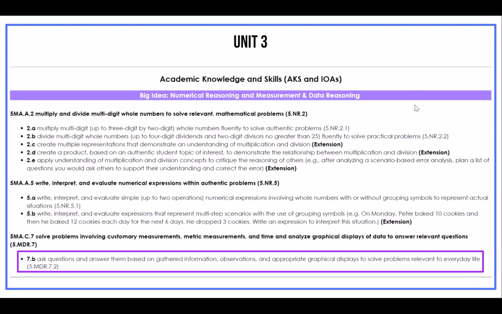Our next AKS, 5MA.C.7, has 4 IOAs. In Unit 3, the focus is only on IOA 7B, in which students analyze graphical displays of data to answer relevant questions. Students will ask questions and answer them based on gathered information, observations, and appropriate graphical displays to solve problems relevant to everyday life. This will include an exploration of mean distribution visually and conceptually. The other IOAs for AKS 5MA.C.7 were introduced in Unit 2.